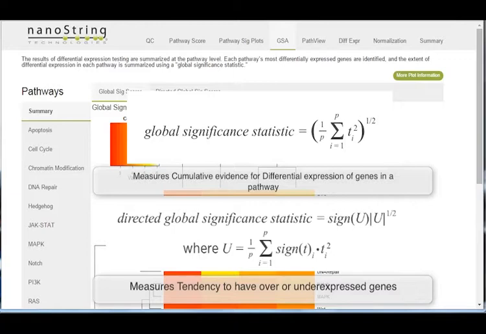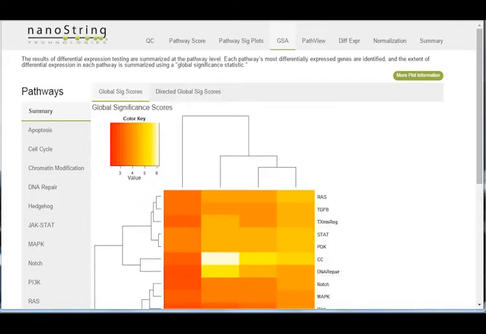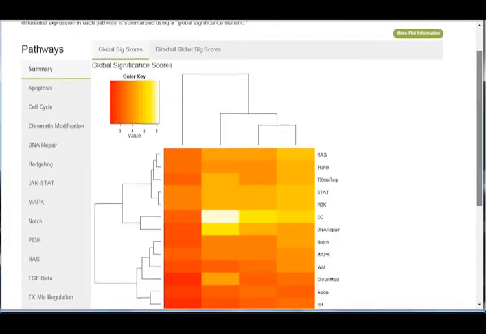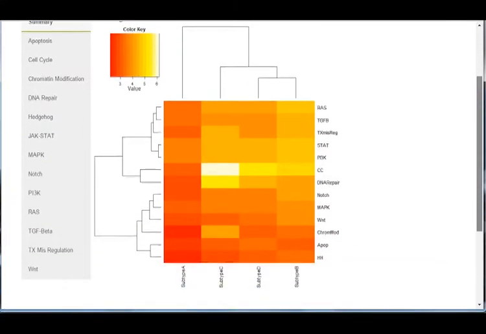The two statistics will be equal in a pathway that contains genes regulated in only one direction. Note that this approach is entirely unrelated to the mathematics behind the pathway scoring module. The pathway scoring module scores samples, whereas this module scores covariates. Here we see a heat map of global significance statistics for all pathways across all subtypes.